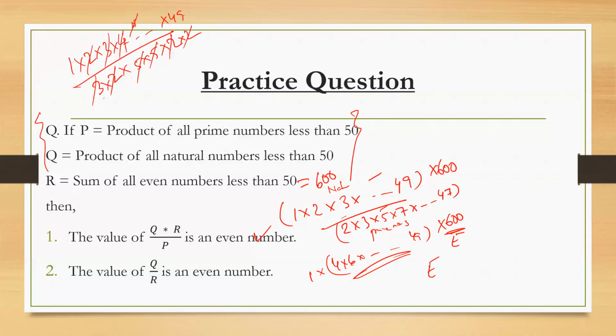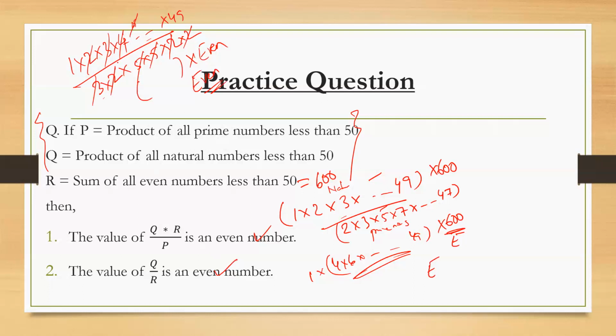Now what you have to ensure is that there should be an even number here. There are many even numbers here. So basically all those numbers are multiplied by an even number. It could be 6, 8, 10, any even number. That means it again becomes even.